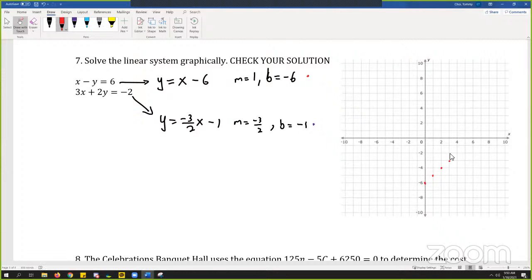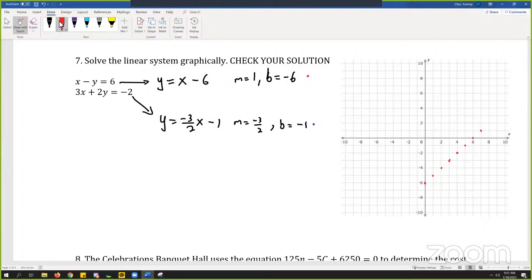If you got negative y equals negative x plus 6, remember, y has to be positive. Get rid of that negative. You should get the same equation I do. Always got to make sure y is positive. So you're almost there, Milana.